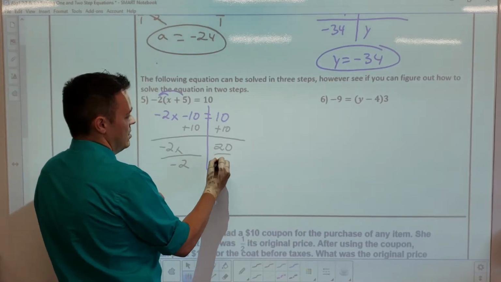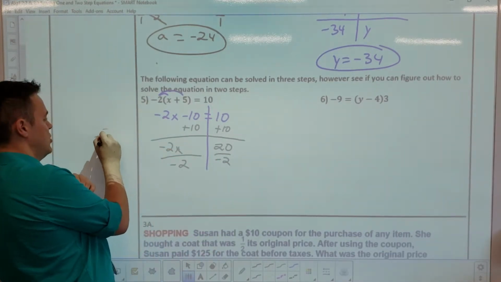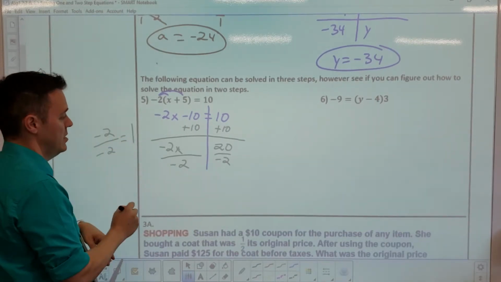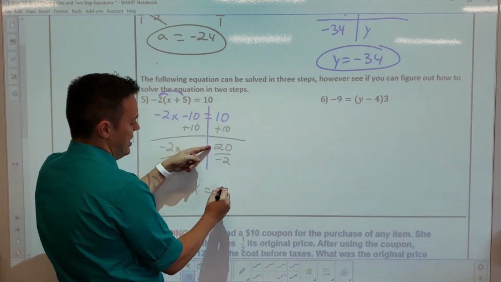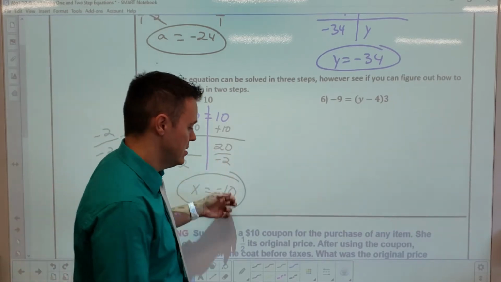Minus 2, minus 2. So the x is now, remember, because negative 2 over negative 2 is what number? It's 1. So understand the x's cancel out. You got x equals negative 10. Put that in the calculator if you can't do that in your head, please.